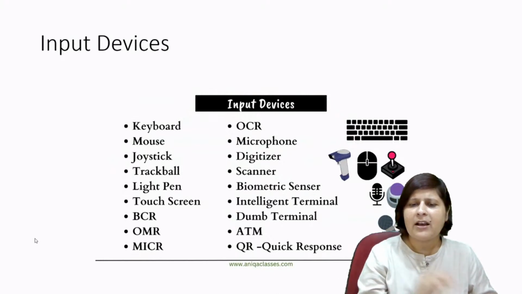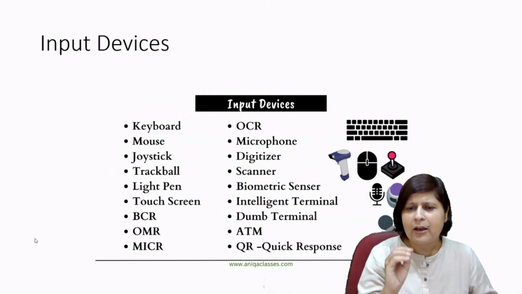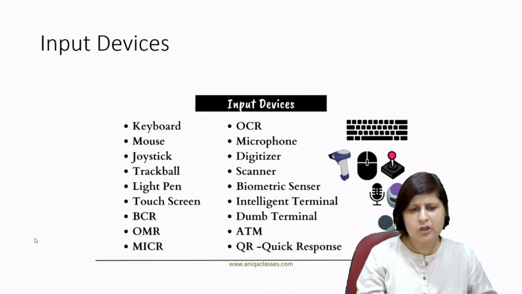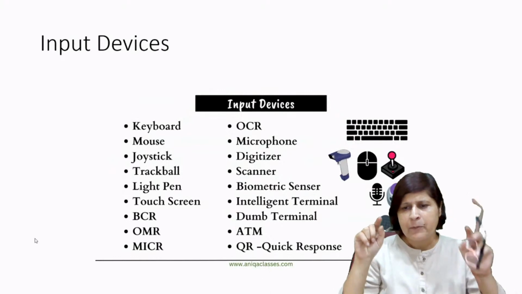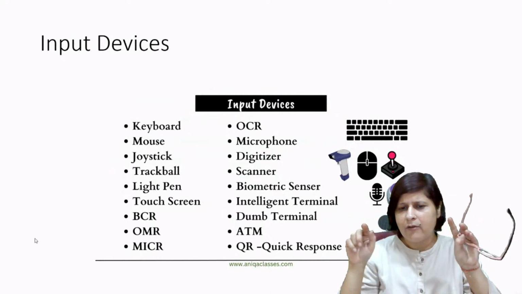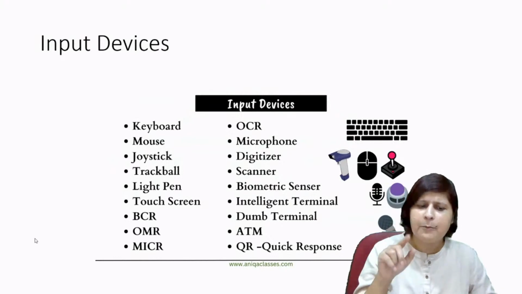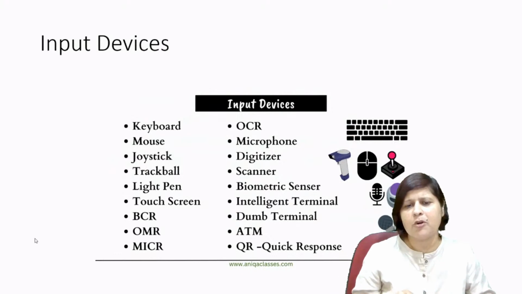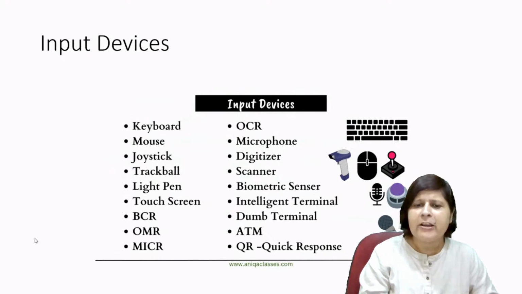OMR is optical mark reader. It helps to input data which is sensitive in nature. MICR is magnetic ink character recognition. You might have seen on a checkbook there are various numbers printed, and with the help of this MICR you can read those numbers on the checkbook. OCR is optical character reader. It helps in reading optical characters.